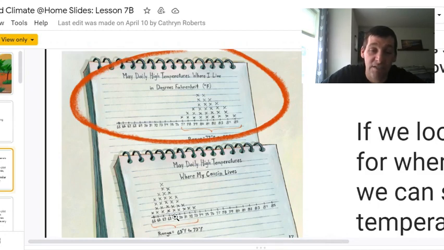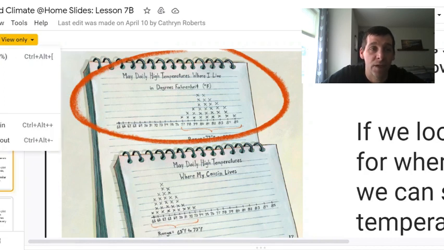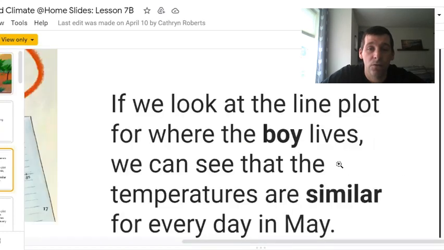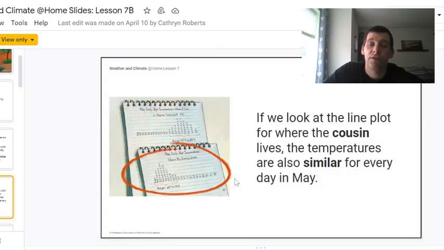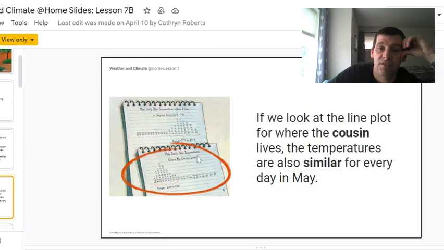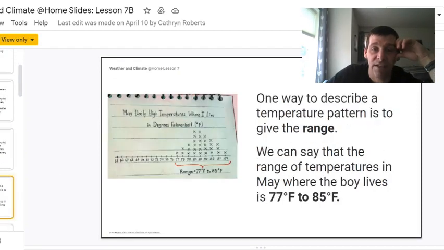Similarly, same thing with what the cousin has here between 65 degrees and 73, right? Remember, they were at the other end of that line plot, okay? So, don't want that one here. Sorry about that. Go back a bit, go here. So if you look at the line plot for where the cousin lives, the temperatures are also similar for every day in May, right? That's what we just kind of identified.